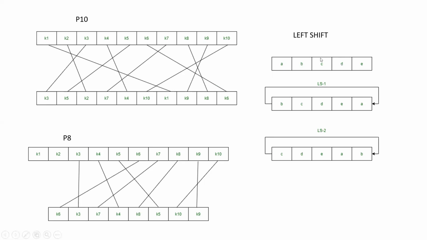Left shift 1 indicates that we shift the bits by 1 bit. So the B comes here, C comes here, D comes here, and E comes here, and A finally comes here. This is an example of left shift. Supposing the bits are like this, after performing the left shift once, this will be the final arrangement of the bits.